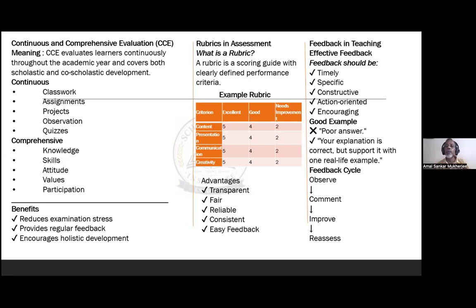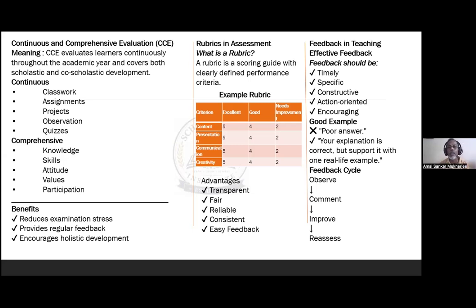So if the students are getting 5 in the content part, that means it's an excellent content idea. If you're getting 4, it's good or average. If you're getting 2 or below, that means it needs improvement in the content area. The same thing happens for the presentation, communication, or creativity structure. So these rubrics we are always using to make a standardized evaluation or assessment process.